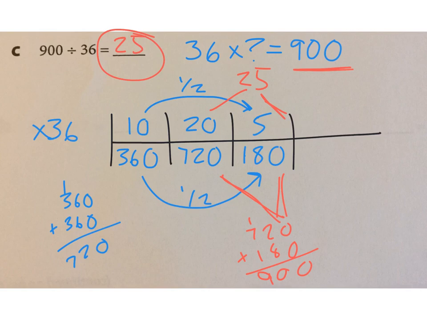It works the same way, even though we're dividing by a double-digit number. Same process. You could use an area model or an array as well, but that's how you could do this using a ratio table.